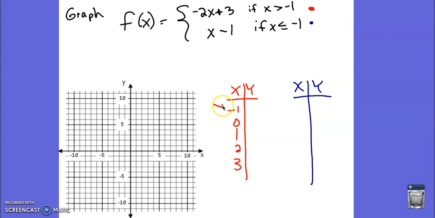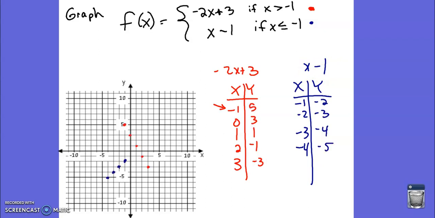I will explain this. We do want to plug in -1, even though it's supposed to be greater than -1. And then this says x is less than -1, so less than or equal to. So -1, -2, -3, -4. And we're just going to literally plug those values in to each of these functions. Just keep in mind that the red function is -2x plus 3, okay? And we're going to plug those values in. And the blue function is x minus 1. Just got to keep track of that.